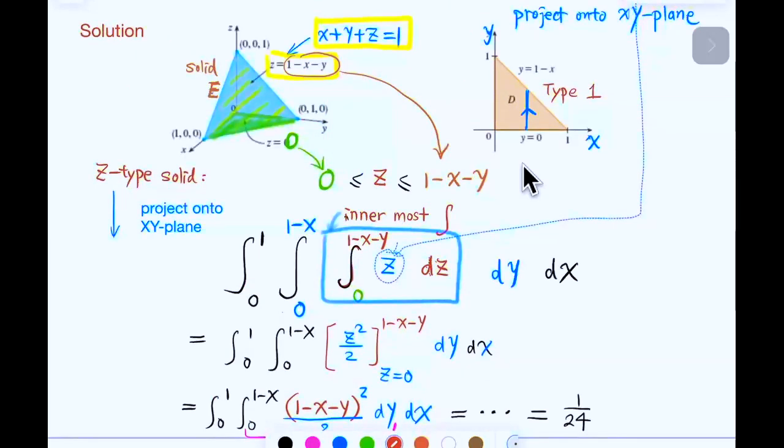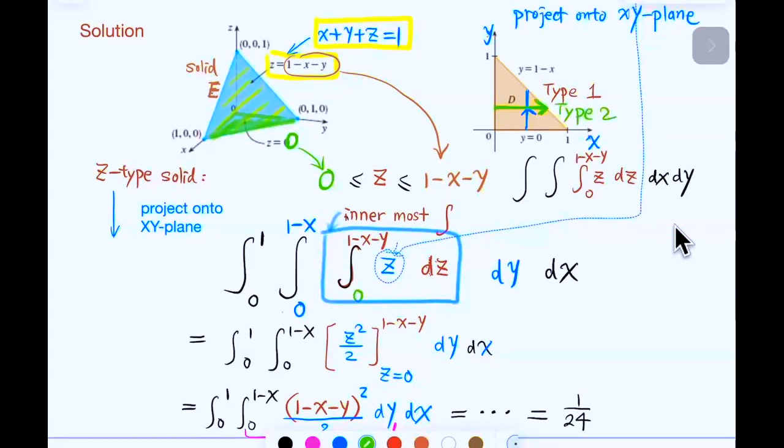So, the innermost is not going to change as we do this step. So you still have the integral of z dz from 0 to 1 minus x minus y. That's the innermost integral. And then this one over here, because this one can also be regarded as type 2, you can integrate with respect to x first and then y later. And if you do it that way, well, let's draw this. It's going to be this, right? That will be type 2.